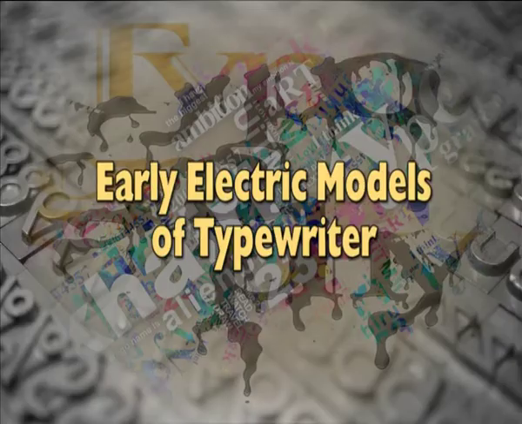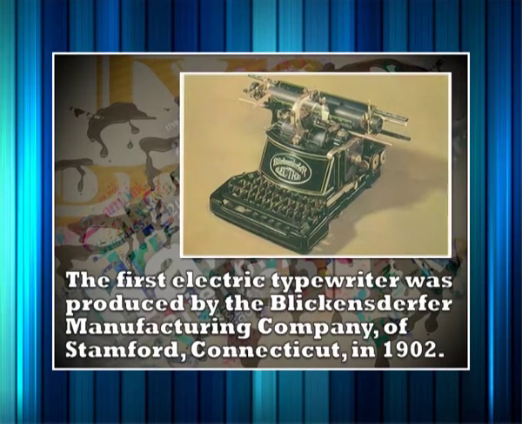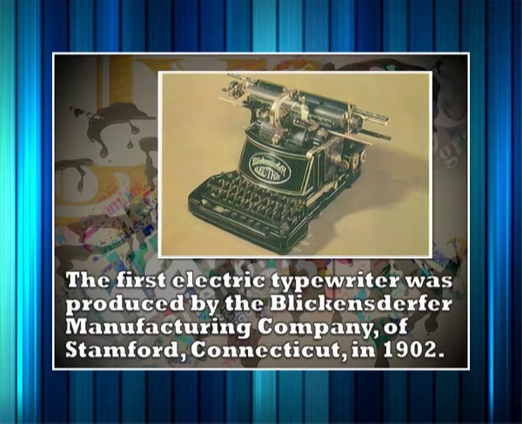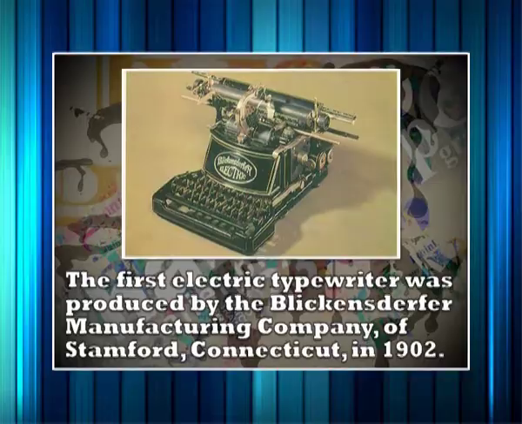Early electric models of typewriter. The first electric typewriter was produced by Blickensderfer Manufacturing Company of Stamford, Connecticut in 1902. Like the manual Blickensderfer typewriters, it used a cylindrical type wheel rather than individual type bars. It was not a commercial success, which may have been because at that time electricity had not been standardized and current differed from city to city.